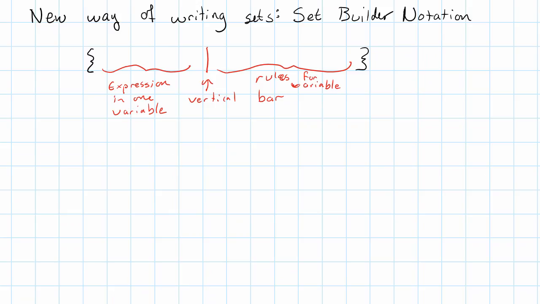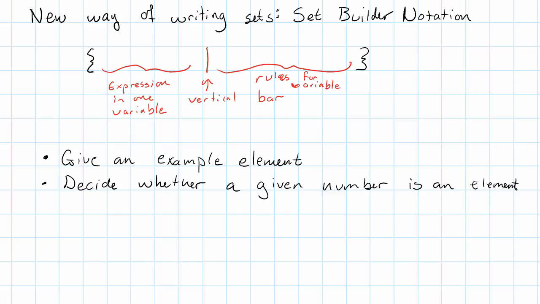When we have a set in set builder notation, there are two things that we might want to do with it. We might want to give an example of an element of that set, or we might want to decide whether a given number is an element of that set. So let me give you an example. Let's say that we have the set of all x over 2 such that x is an integer.